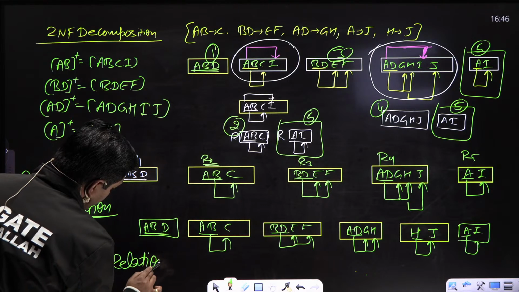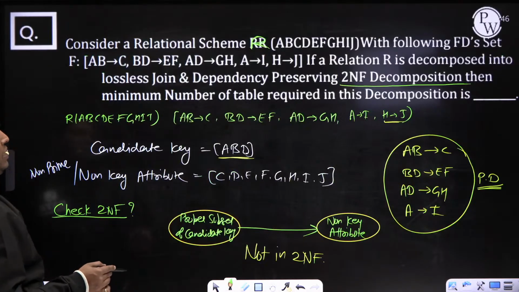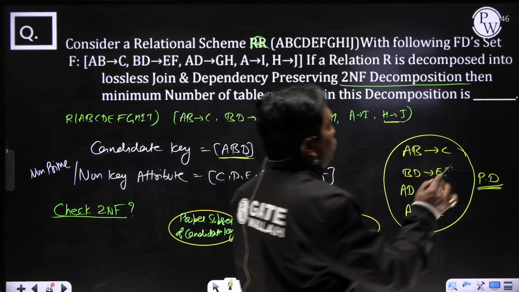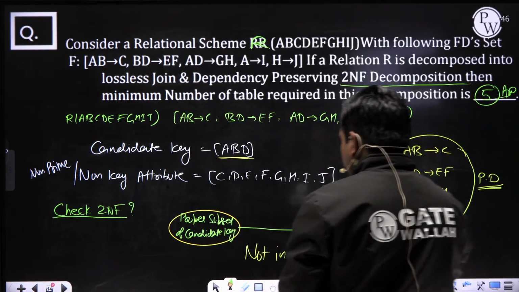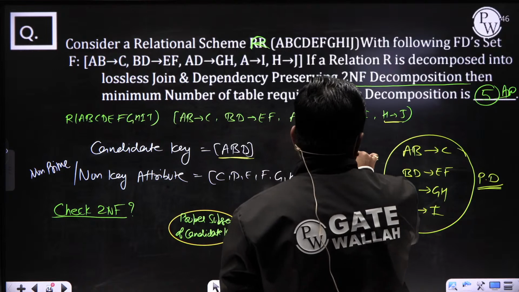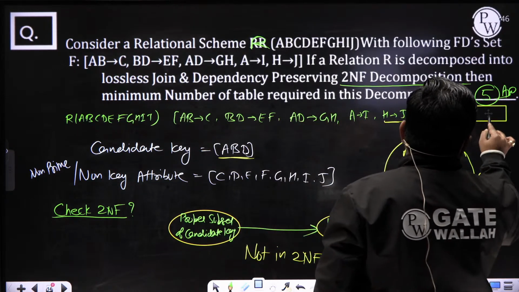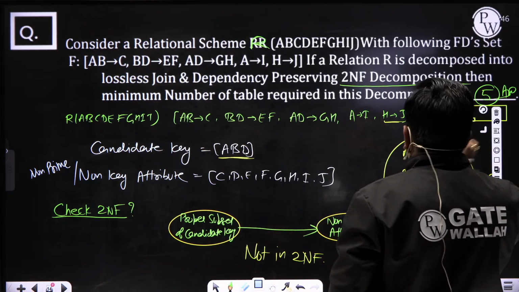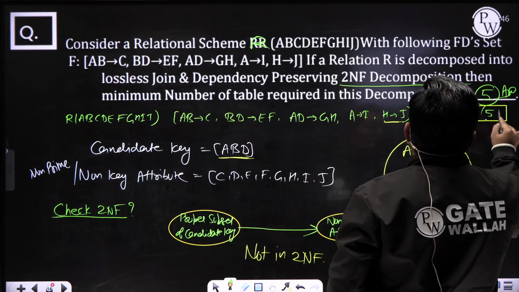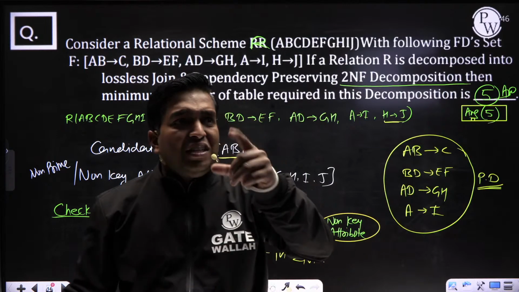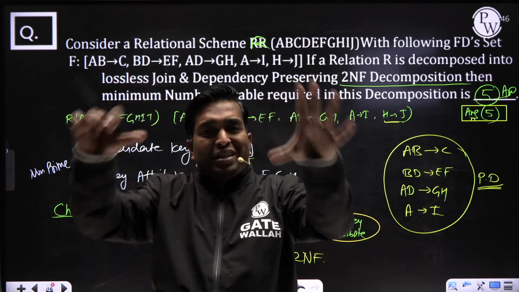6 relations for 3NF. But it is asking about the 2NF. So for 2NF, what is the correct answer? 5 is the right answer for 2NF. Crystal clear? Kindly write down in the chat box, everyone, if you are getting it.